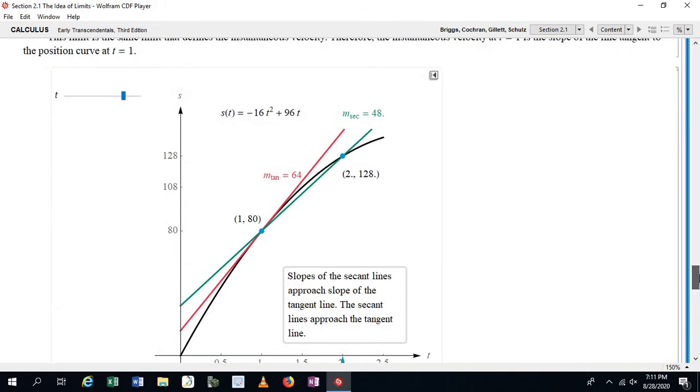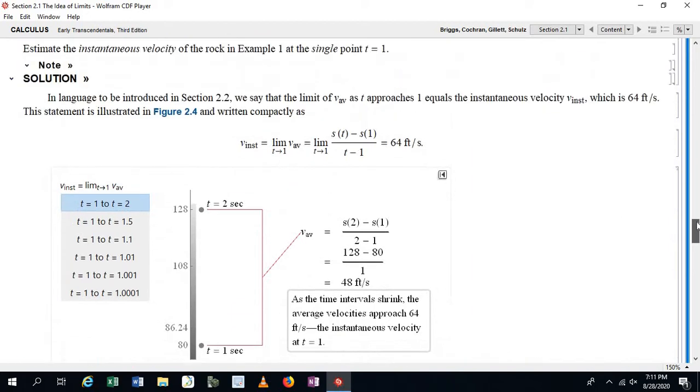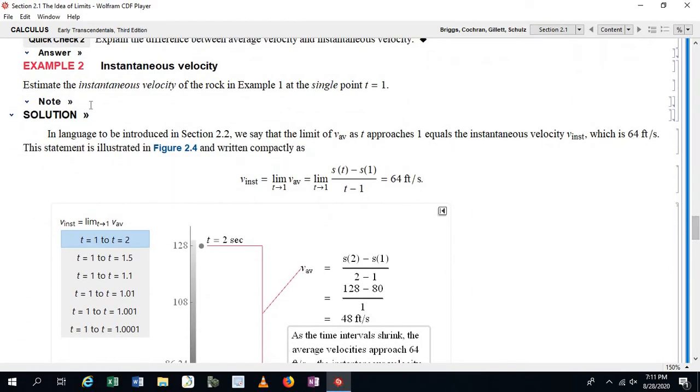Okay, and you may remember from the last video that the line that goes through these 2 points is called a secant line, and the slope of that line is the same as the average velocity between these two time periods, namely 48 feet per second. And so that's our initial estimate for the instantaneous velocity when t is equal to 1.